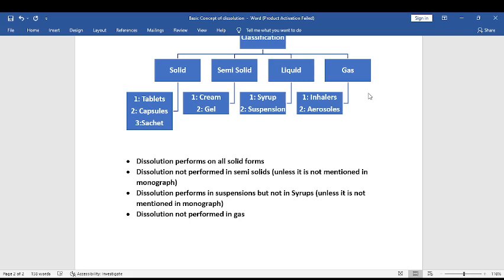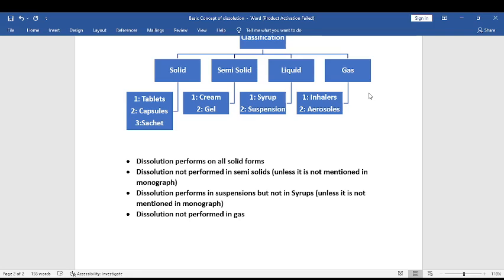In suspensions, dissolution is performed. Why? Because suspension is a heterogeneous mixture. It is not completely dissolved. It has some suspended particles. So in suspension, the dissolution test is performed. If we see inhalers and aerosols, no dissolution is performed because inhalers give effect in the lungs, not in the stomach. So that's why there is no need to perform the dissolution test on inhalers and aerosols.